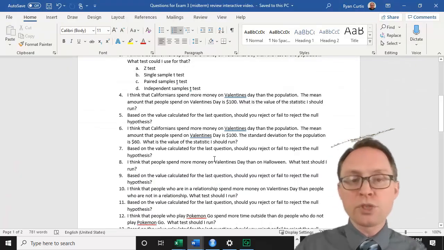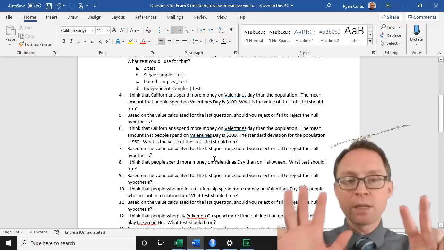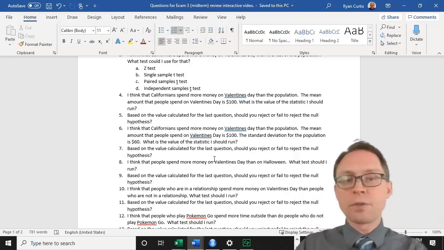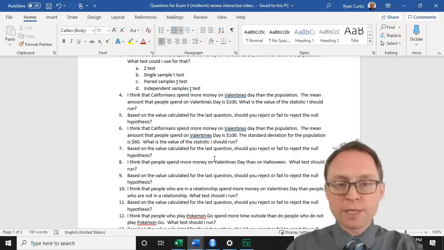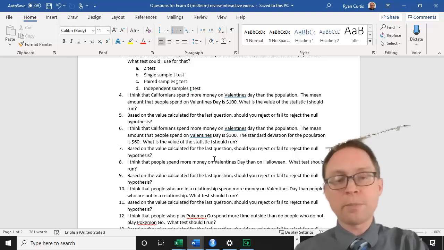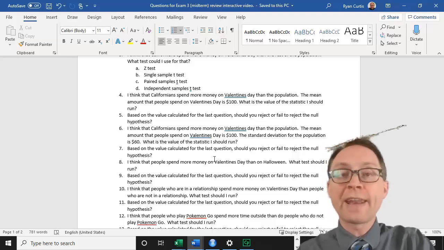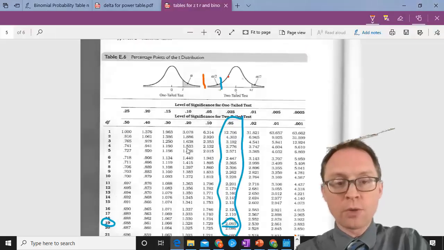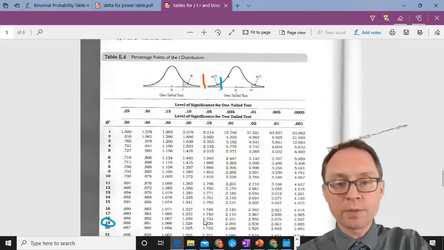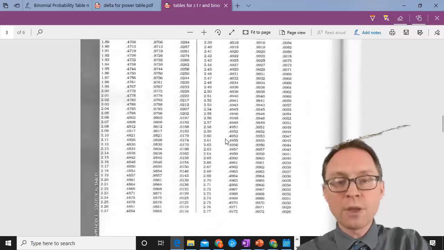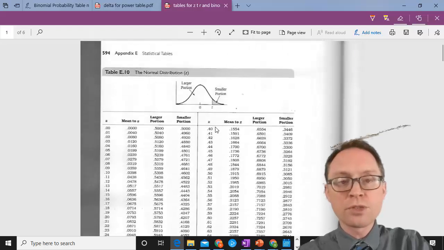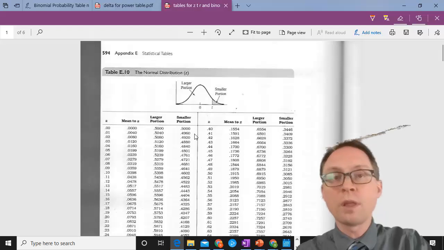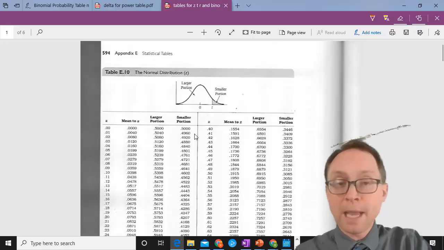So question number 7. Based on the value calculated for the last question, should I reject or fail to reject the null hypothesis? Now, in this particular case, we are looking at a z distribution, not a t distribution. So we are not going to look at this table. Let's erase all that, by the way. We're not looking at this one anymore. We're now looking at the normal distribution. That's the z table right here, the one we love so much because it's a z test.